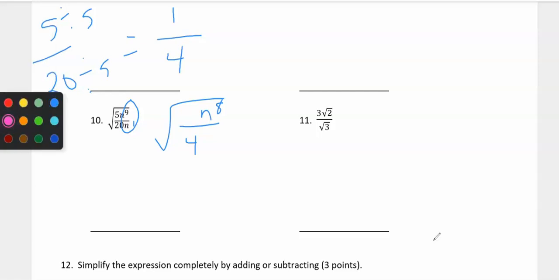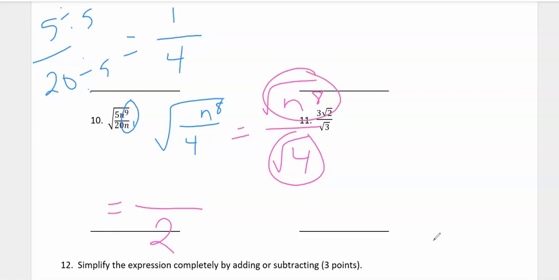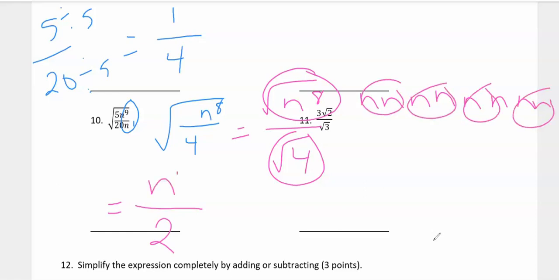But this is perfect now, so I'm going to break up the radical, give the top its own radical, give the bottom its own radical. I have even exponents and perfect squares, which is exactly what I want to make the radicals go away. On the bottom, the square root of 4 is just 2. On the top, n to the 8th, if I wrote this out, I've got 4 pairs, no leftovers. So n to the 4th on top. I don't have to do a factor tree. The final answer is n to the 4th over 2.